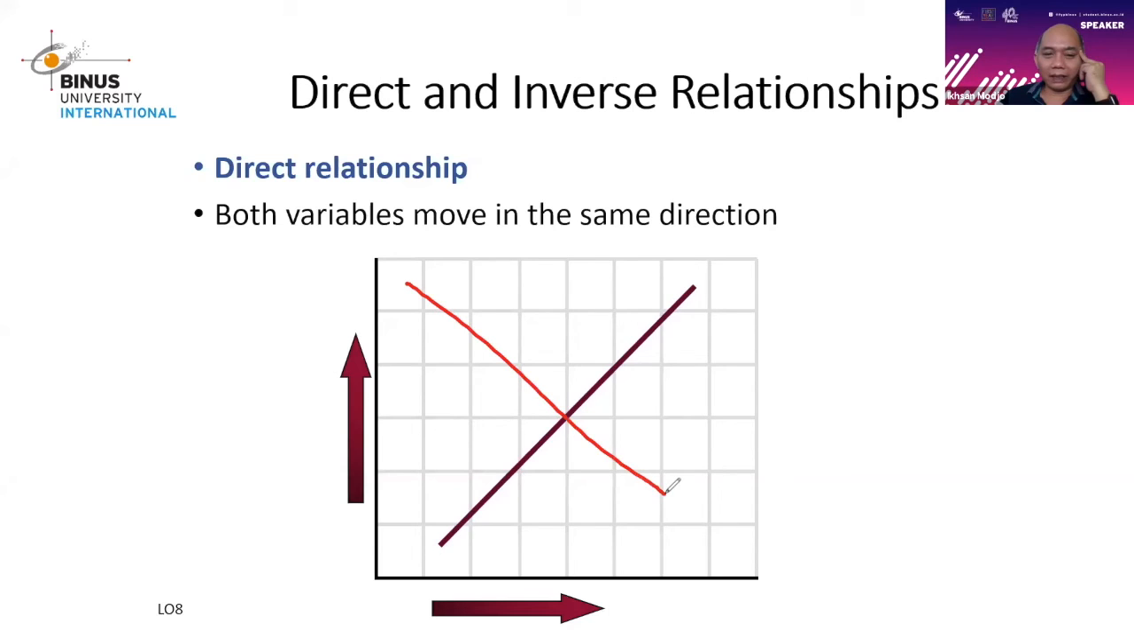So when y increases, then x is going to decrease. Jadi justru ininya turun. Jadi panahnya berbalik arah. Yang satu positif, yang satu pertumbuhannya negatif. So in the inverse relationship, the two variables move not in the same direction, in different directions.